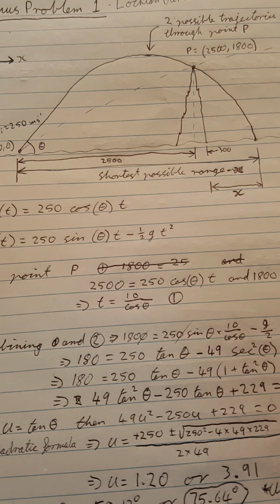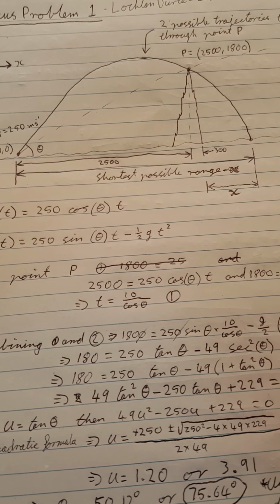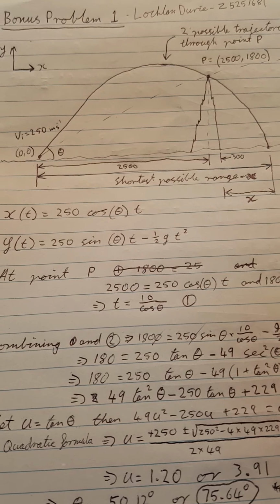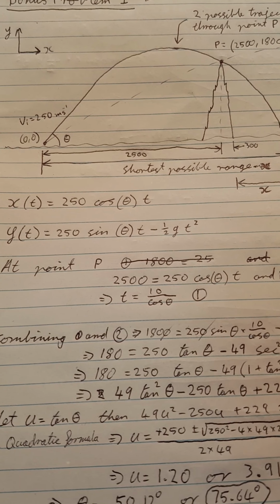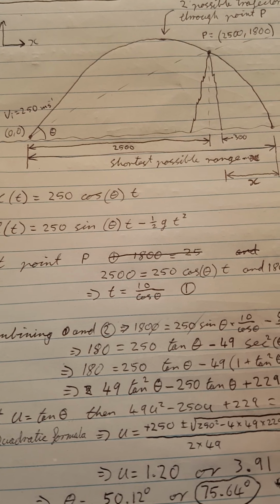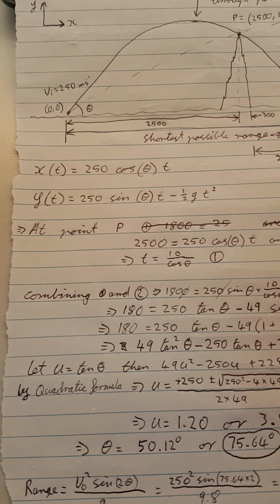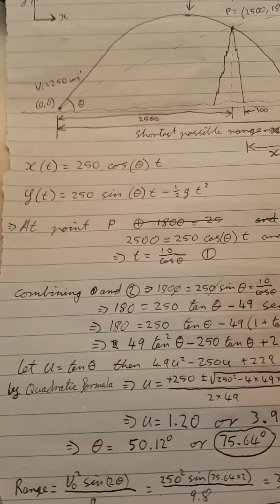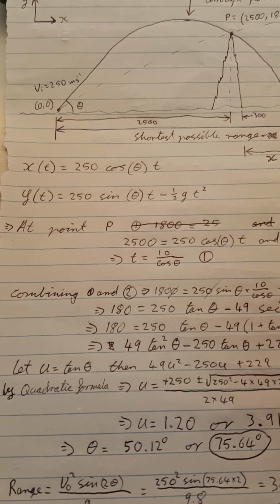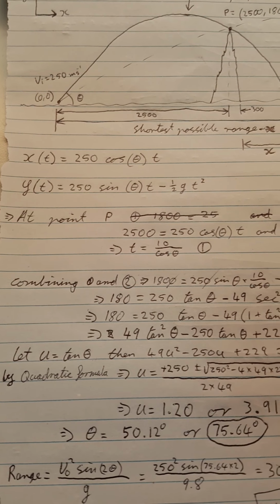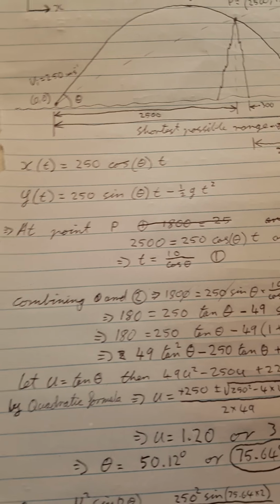Just got the point at the peak of the mountain, which was 2500 and 1800, and the initial velocity is 250 meters per second at the angle theta. From there, I've just set up x as a function of t, which is 250 cos theta t, and y as a function of t, which is 250 sine theta t, minus half g t squared.